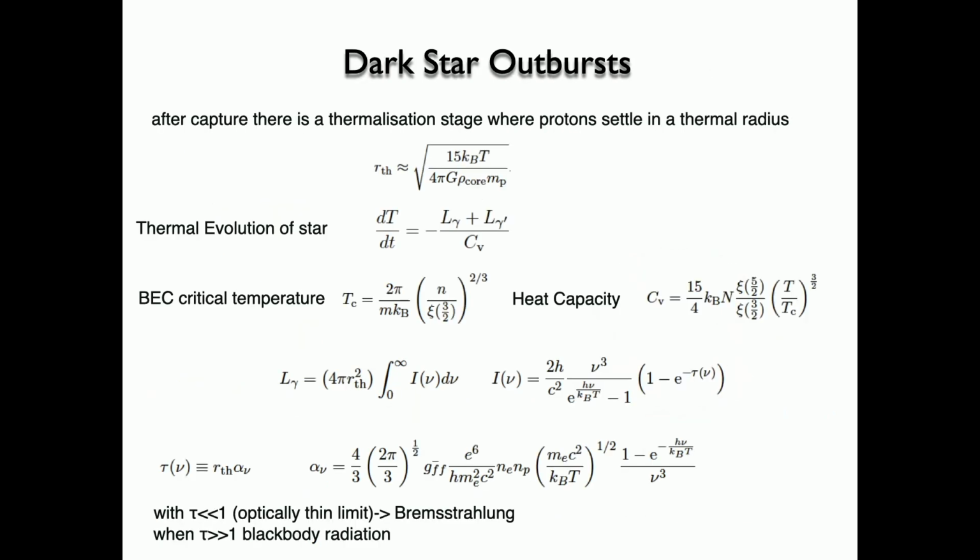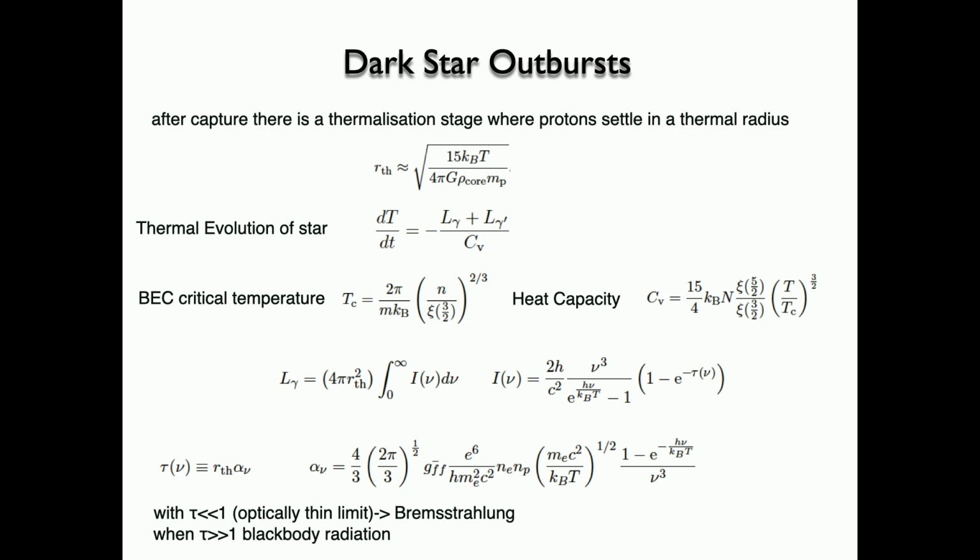Okay, so what happens if you start accumulating these protons and electrons within such an exotic object? Well, what's going to happen is that these protons and electrons are going to start concentrating at the center within a thermal radius, which is proportional to the square root of the temperature. And the evolution of this object is going to be dictated by this equation here. Okay, so this is the change of the temperature as a function of time. This is the luminosity due to the emission of Bremsstrahlung photons from this small region, okay, where protons and electrons are trapped inside. And this is the luminosity from dark photons, okay? And this is the heat capacity.